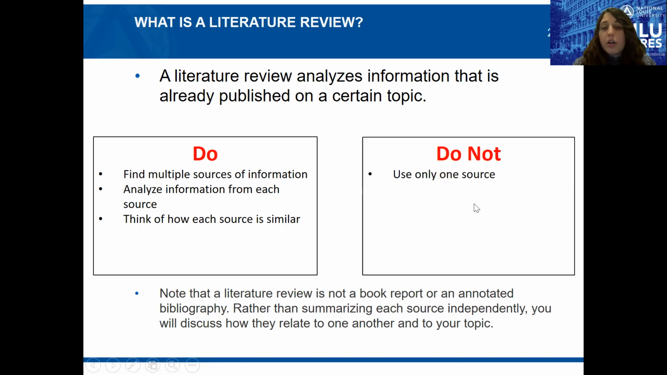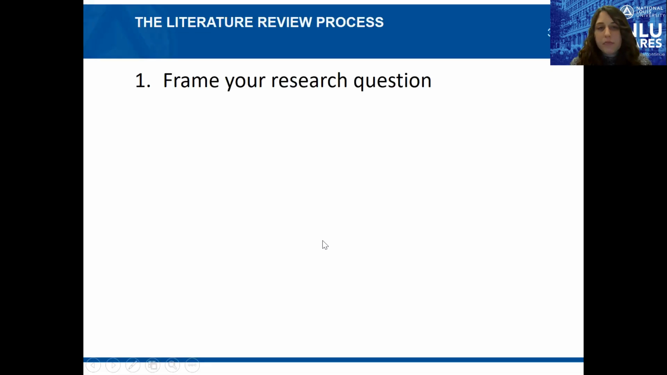Some things to avoid are using only one source. So again, you want to use multiple sources for information. Again, you don't want to just summarize that information. You really want to analyze it and talk about what that information is saying and really get to how it relates to your research topic. And like I said before, you want to avoid writing a book report. You don't want to just say, I like this source because, or write something that's just summarizing the source. You really want to analyze that information.